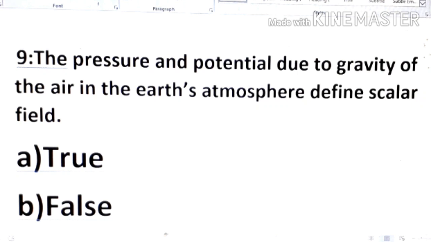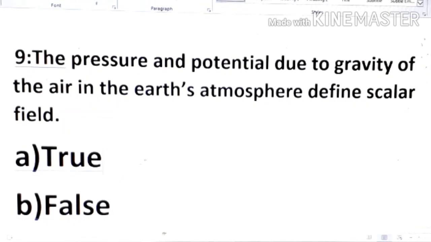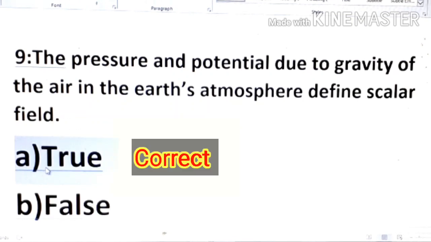The pressure and potential due to gravity of the air in the Earth's atmosphere define a scalar field. Is this correct or incorrect? This is a true statement. Therefore option A is correct.